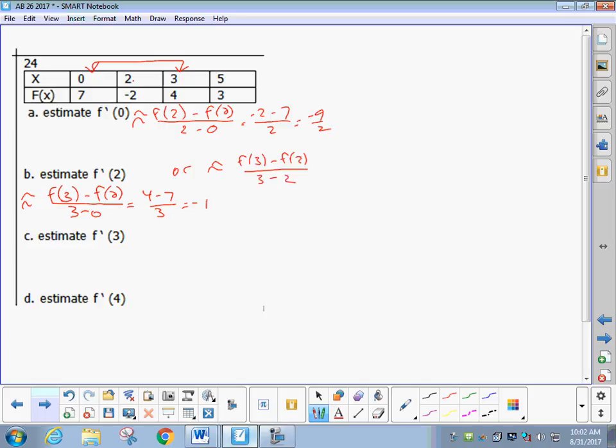If you did a one-sided derivative approach, 4 minus -2 over 1 is 6. Either of those answers would be satisfactory with appropriate work to justify.